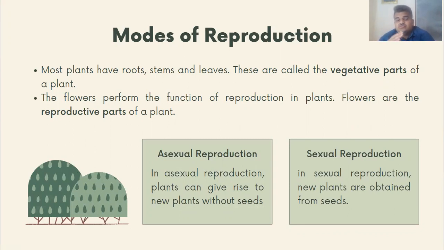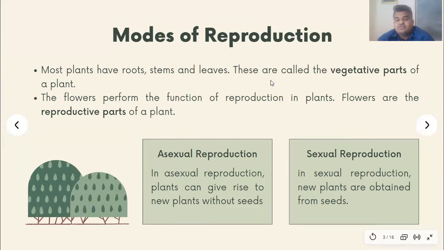So what are vegetative parts? Most plants have roots, stems, and leaves. These are called the vegetative parts of a plant. You can see this definition on page 133, the first page of chapter 12. Most plants have roots, stems, and leaves. These are called the vegetative parts of a plant.